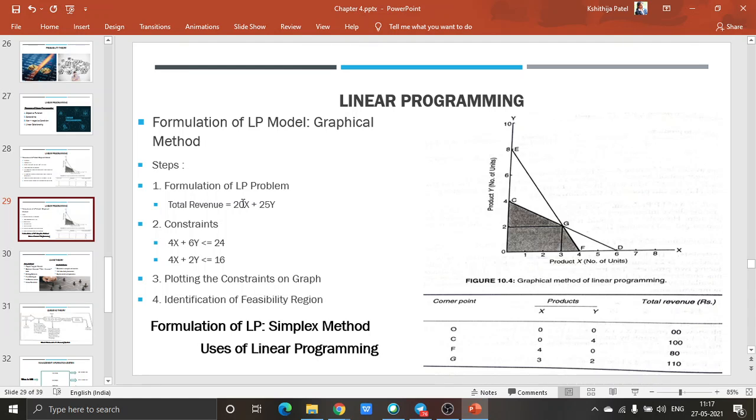Now, these constraints should also be expressed in mathematical form. So, the equations shall be 4x plus 6y less than or equal to 24, and 4x plus 2y less than or equal to 16.